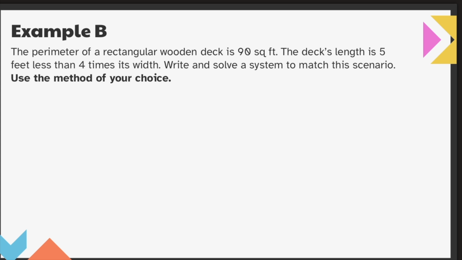Here we are at example B, and it says the perimeter of a rectangular wooden deck is 90 square feet, so that's important. Perimeter, 90 square feet. We've got the deck's length is 5 feet less than 4 times the width. That's important. Write and solve a system that matches the scenario, and we can use the method of our choice. So that's nice. We can use either elimination, or graphing, or substitution, whichever one we want.